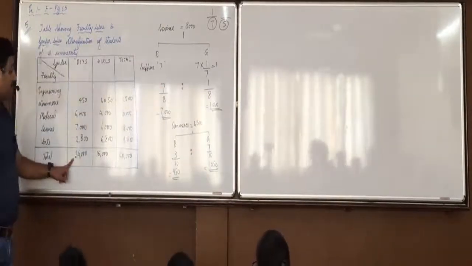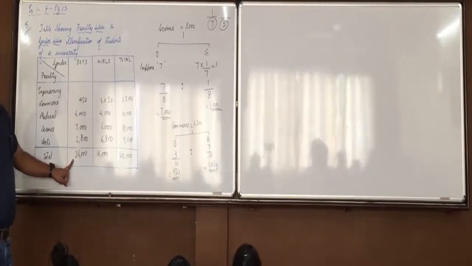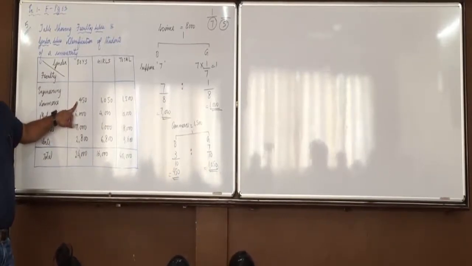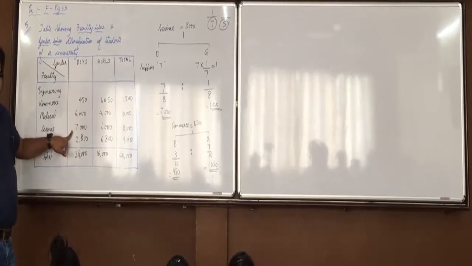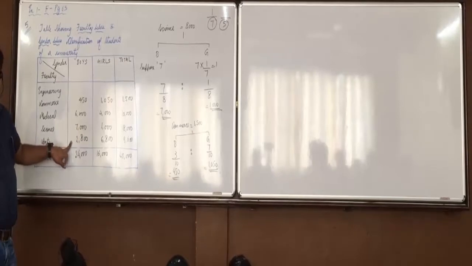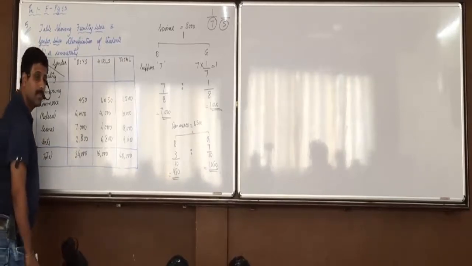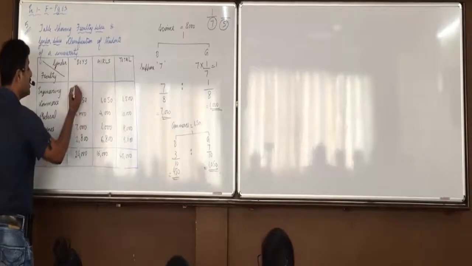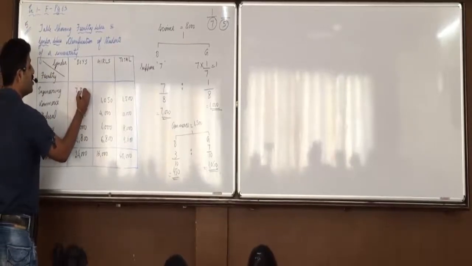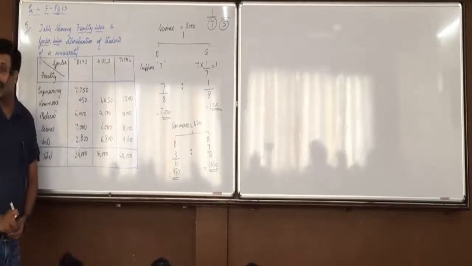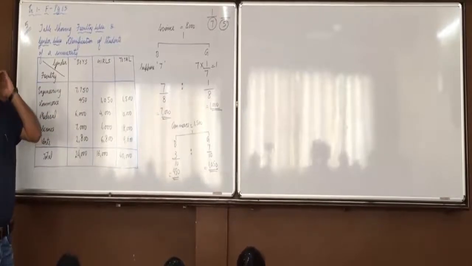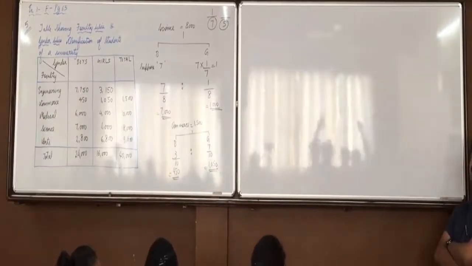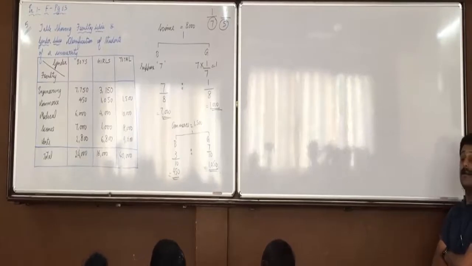Do it everyone. 24,000 minus 450 minus 6,000 minus 7,000 minus 2,800. What is left out? 7,750. That is boys of engineering. Vanshita, did you understand 7,750 how is it obtained? So how will we find girls of engineering in the same manner? Don't ask anyone. Yes?